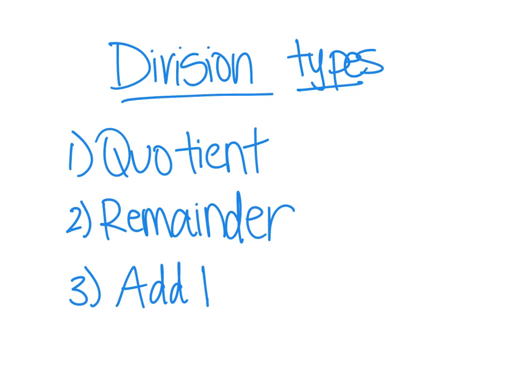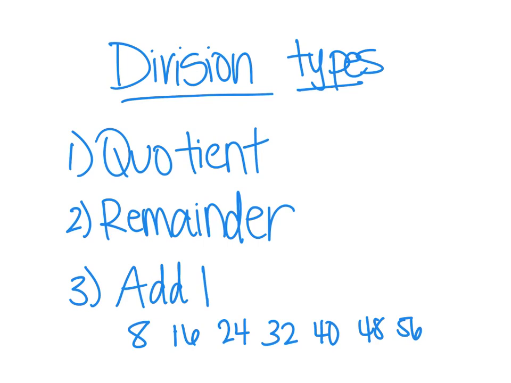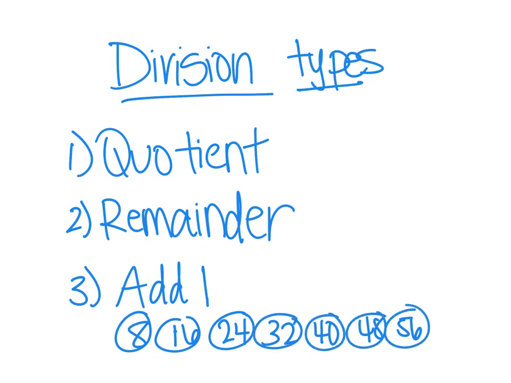Well, if we have 8 kids on the first bus, the second bus would have a total of 16. Then we'd have 24 kids total with the third bus, 32 with the fourth bus, 40, 48, 56. So here comes the issue now. Right now we have 1, 2, 3, 4, 5, 6, 7. Right now we have 7 buses.